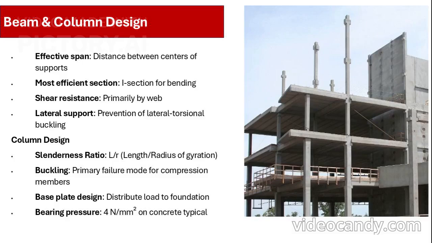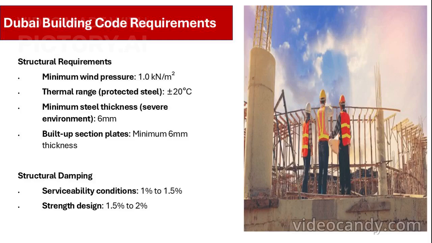compression members. Column base plates are designed to distribute axial loads evenly onto the foundation, with a typical bearing pressure limit of 4 Newton per square millimeter on concrete. According to the Dubai Building Code, the minimum wind pressure to be considered in structural design is 1.0 kN per meter. For protected steel elements, the acceptable thermal variation range is plus or minus 20 degrees C.